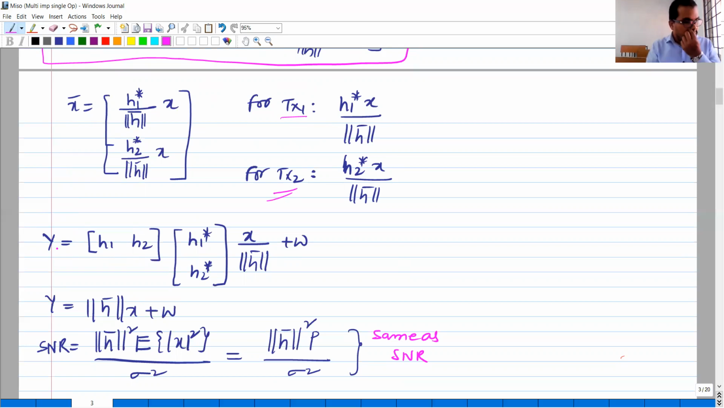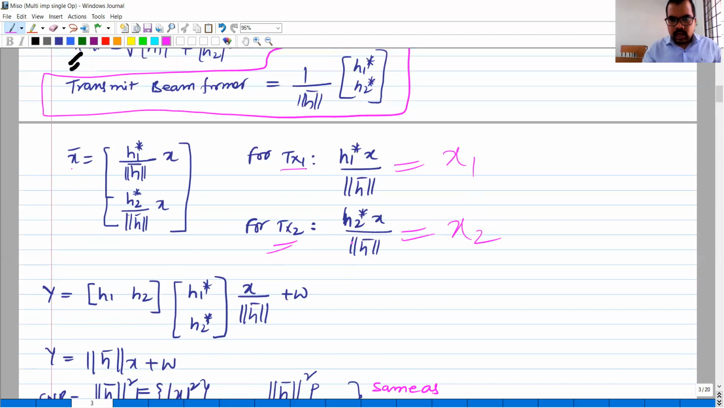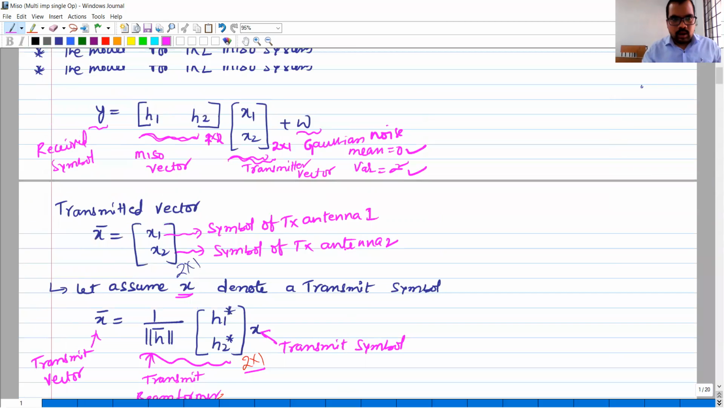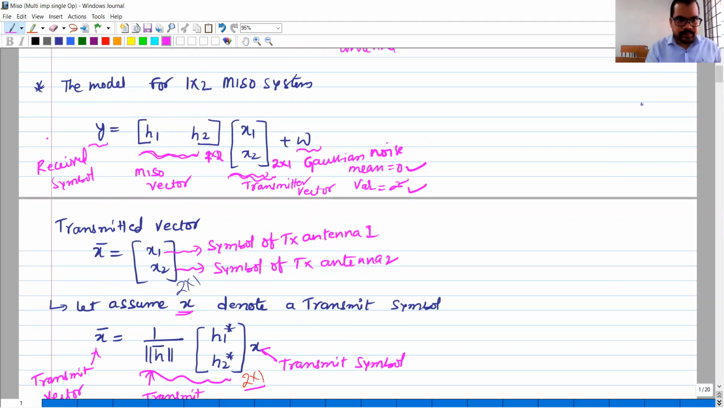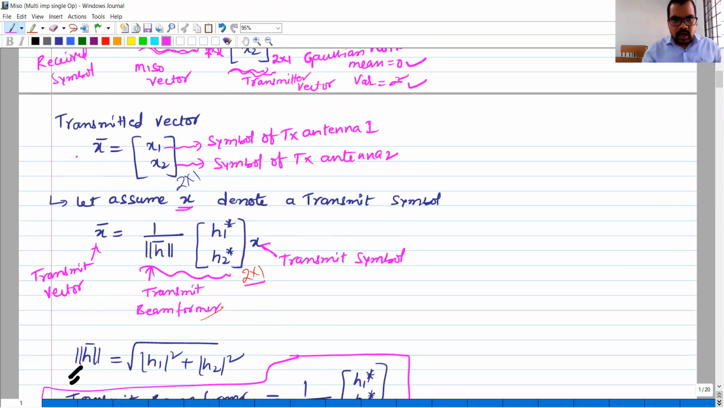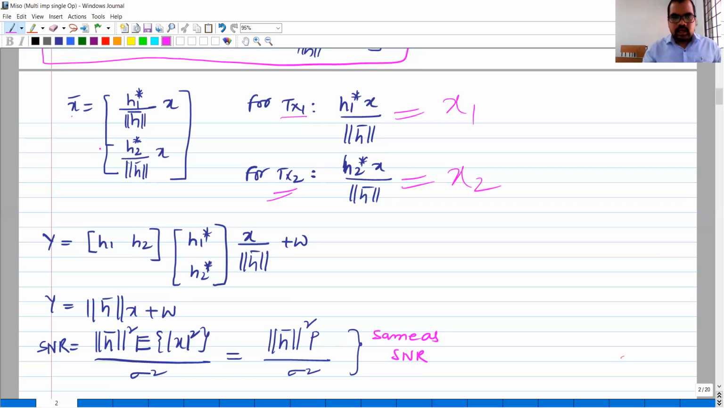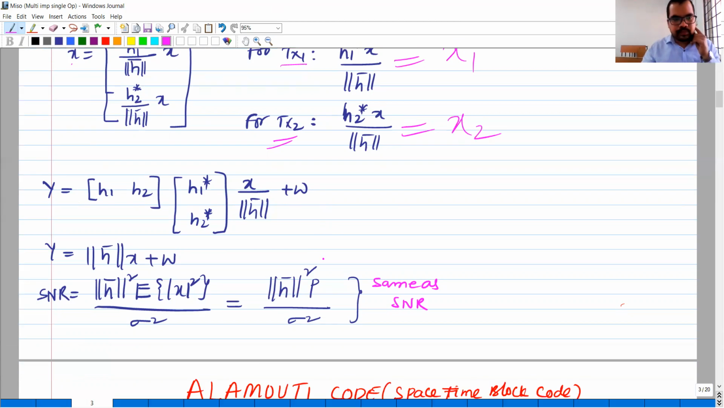Now the received symbol Y is equal to the coefficients H1, H2 times the transmitting vector X bar. This belongs to the X1 transmitting antenna and this belongs to the X2 transmitting antenna. I am putting the X1 value as well as the X2 value in the Y received symbol equation, and the equation becomes Y is equal to H1 H2 times H1 conjugate and H2 conjugate into X by H norm, plus W, right?